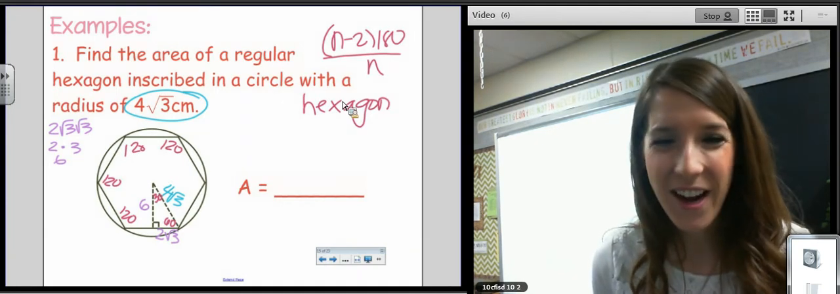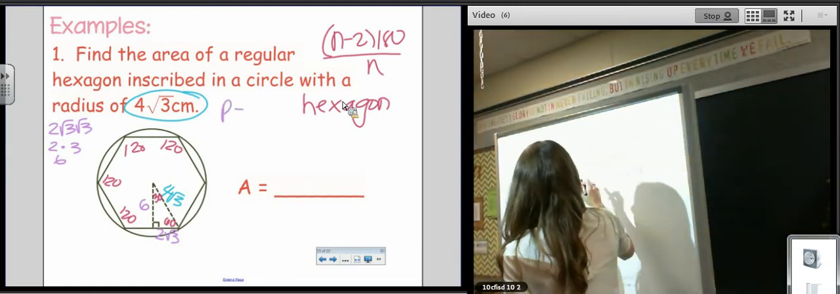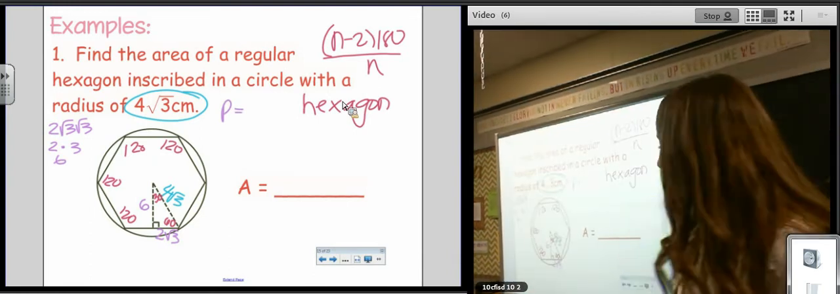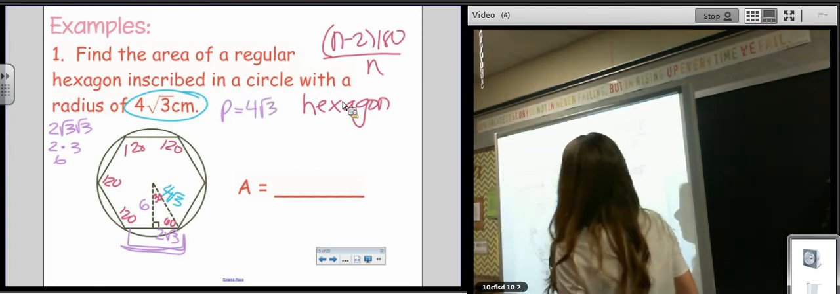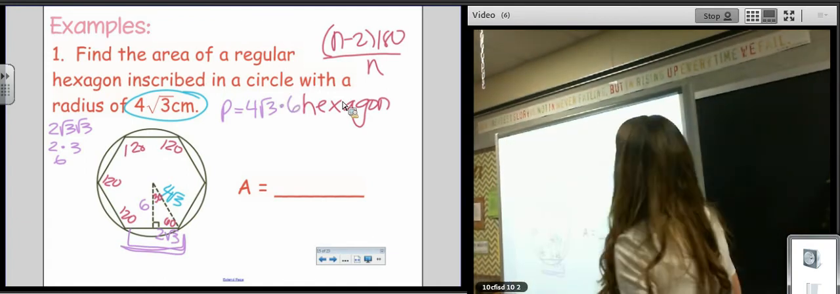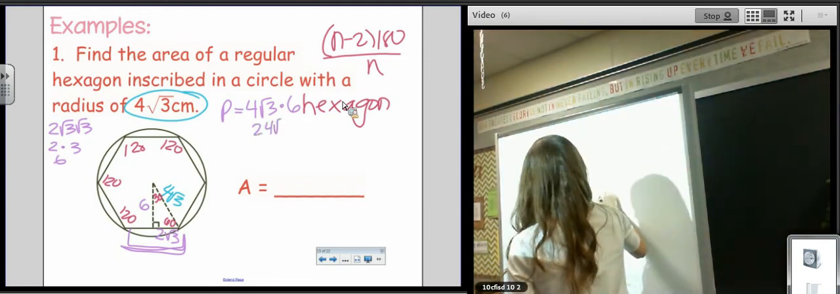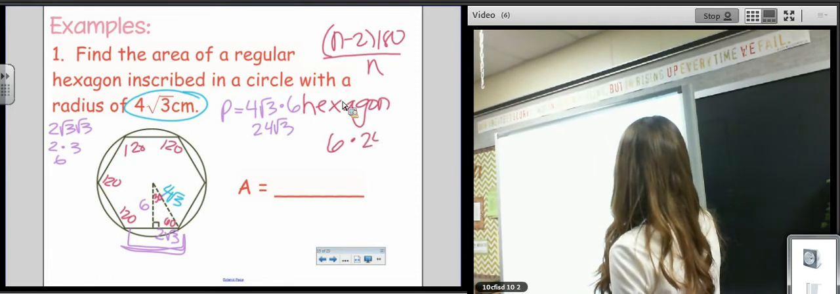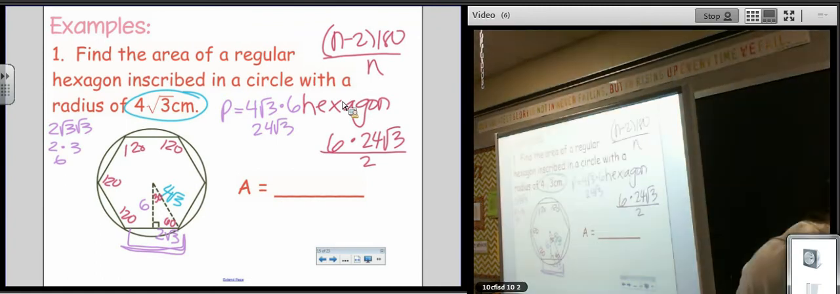All right, we're ready for the area because now we have all the pieces of our puzzle. So what I would do first is find the perimeter off to the side, or you can find it while you're doing the area. It doesn't matter. One side length, the whole side, is 4√3. That's one side. There are 6 sides, so the perimeter is 24√3. All right, my formula says apothem times perimeter divided by 2.